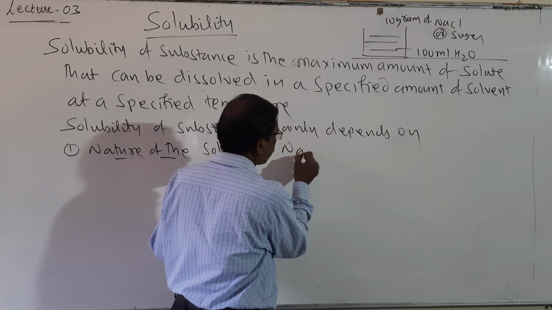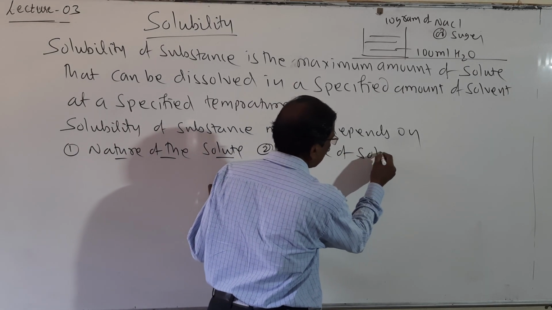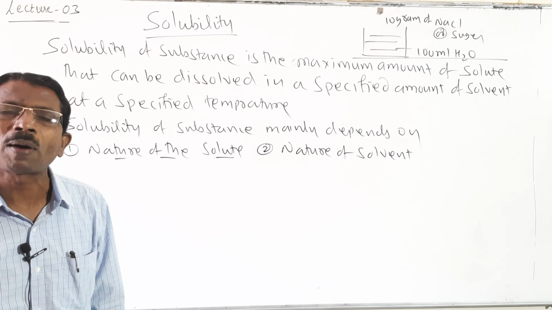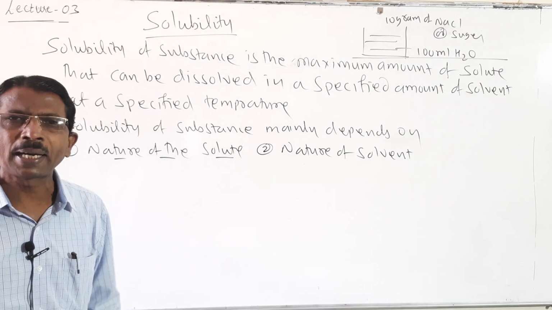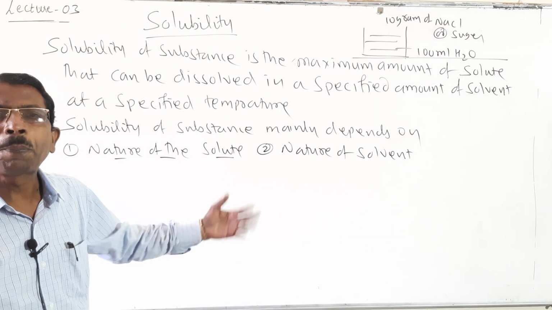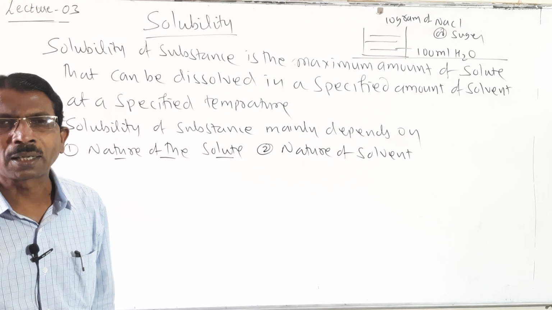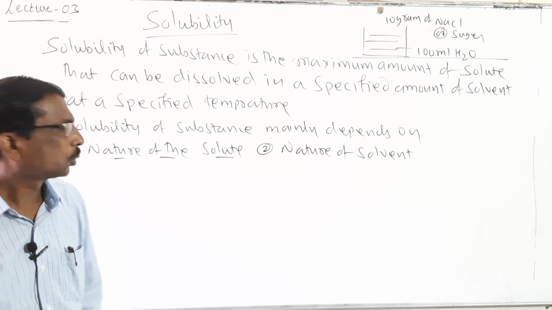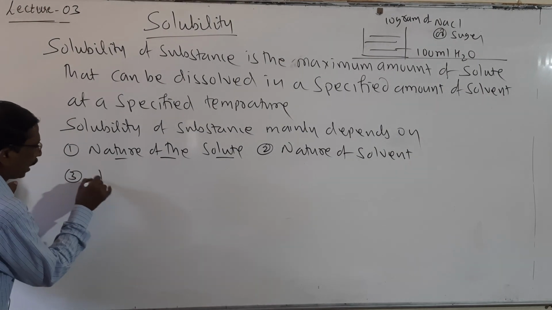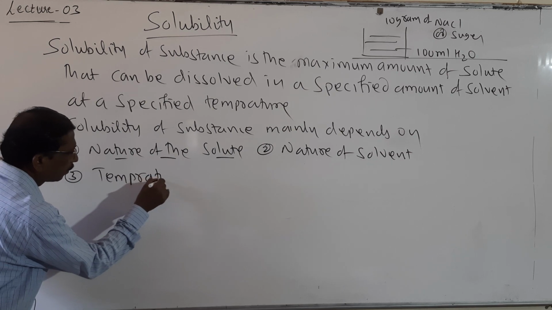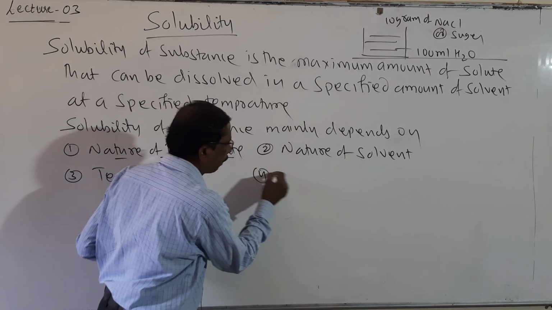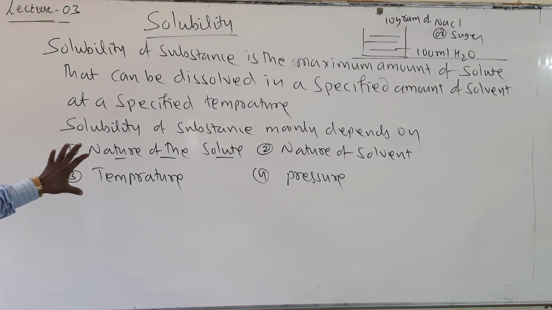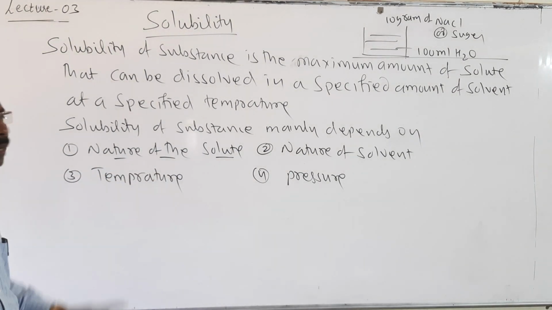Second one, nature of solvent. The solvent may also be polar or non-polar. Polar means water, which has one end positive and another end negative. Non-polar solvents are benzene and ether; almost all organic compounds are non-polar. Third one, temperature. And fourth one, pressure. So, the solubility of a substance mainly depends on these four factors.